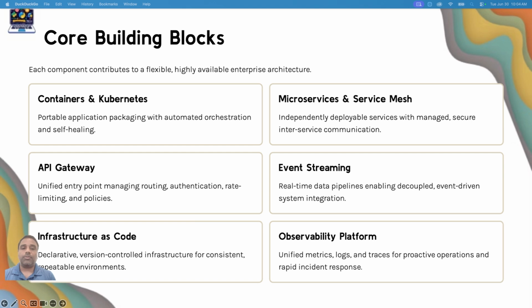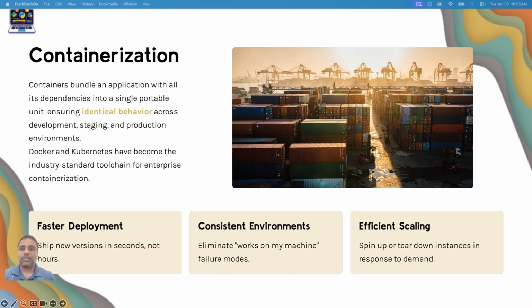Each of these contributes to a flexible, highly available architecture. So let's go deeper on several of these aspects. Firstly, let's look at the containerization. Containers bundle your application with all its dependencies into a single portable unit. The key insight is what runs in development is exactly what runs in production. So you have that portability and consistency while you're deploying your applications from lower environments to the higher environments. So no more "works on my machine" failures.